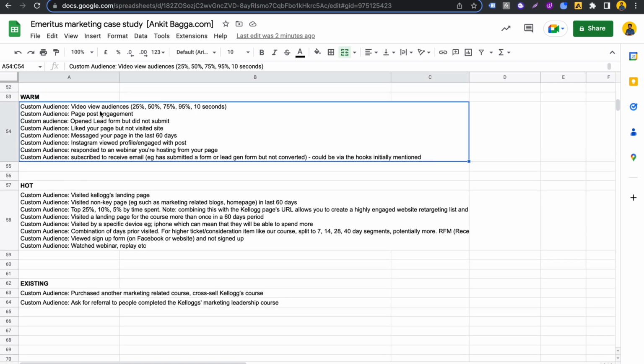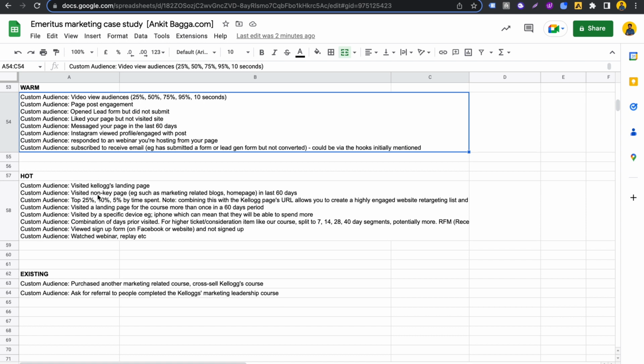If you look at custom audience, there's video views, people who are watching your cold video for 25, 50, 75, 95 percent, or 10 seconds. These are quartile distributions and time-based segmentation that you could use to warm them up. Then there are people who engage with your post, people who opened the lead form but did not submit. So these are basically something that we've already discussed before. I would not want to go through all of these. I think they're pretty self-explanatory.